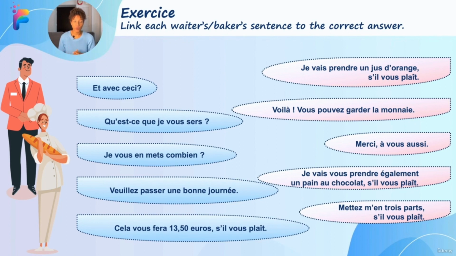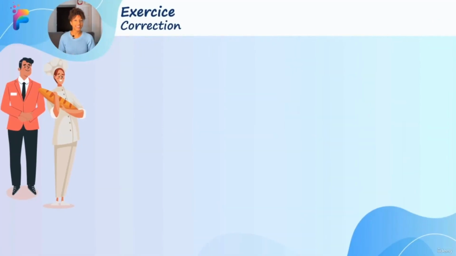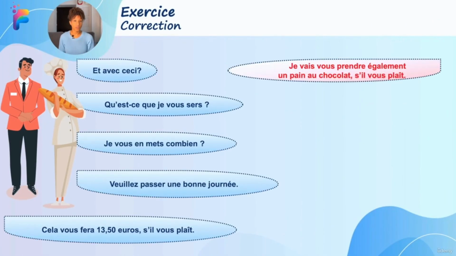Now, please pause the video. Try to match the baker and waiter sentence to the correct answers. Okay, correction time. Correction. Et avec ceci, so the correct answer would be je vais vous prendre également un pain au chocolat, s'il vous plaît.